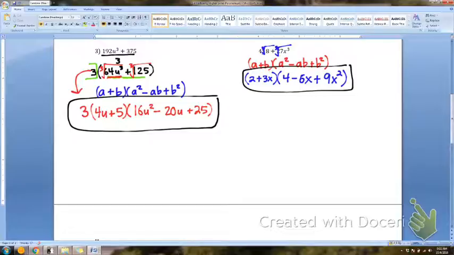Now, the question is, does the order matter? I don't need you to change the order around in this second group. You can leave it just as is, 4 minus 6x plus 9x squared.